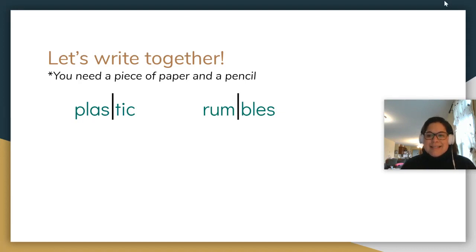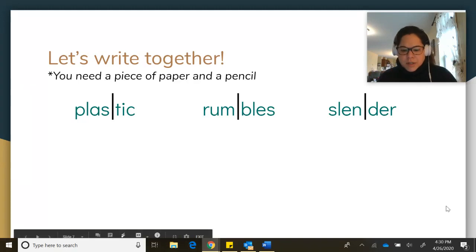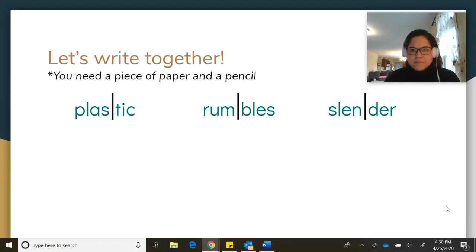Next word, slender. Slender. 2 syllables. First syllable, next syllable, slender. Oops. Let me move out of the way. Okay, check your work. How are you doing so far? Good. We've got 3 more.